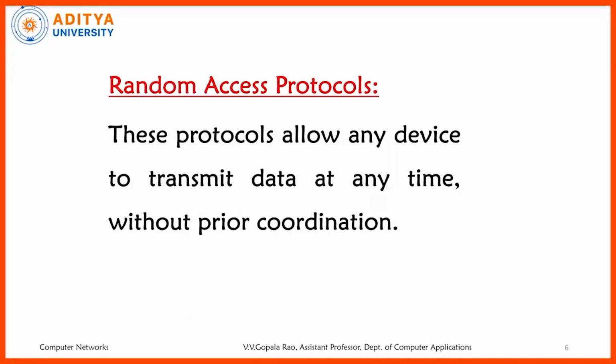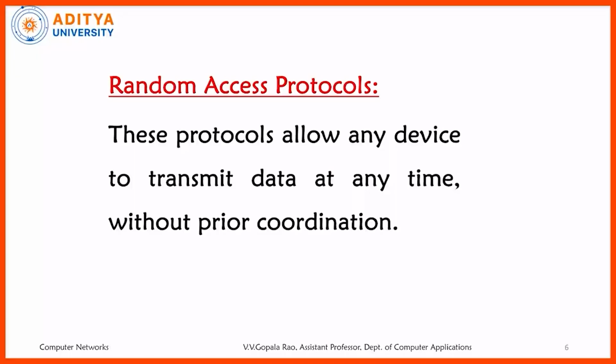Random access protocols are those where you can access the channel on a random basis, and based on the availability of the channel for transmission, the station can send its data from one end to another end. That is the main point of calling it random access. Randomly the stations can access the channel, and when the channel is free, then they can send their data.